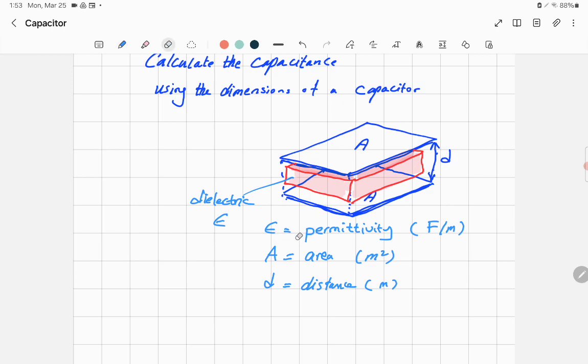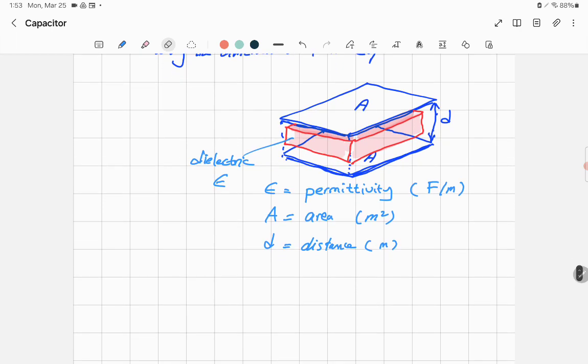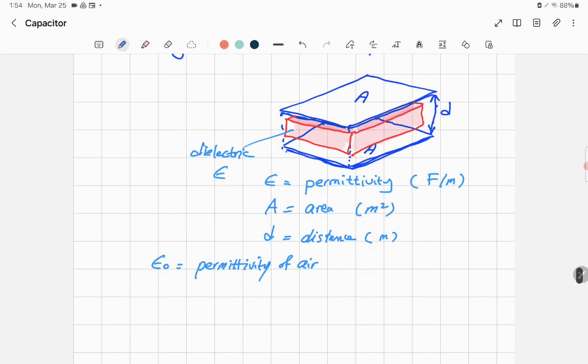When you ask about the permittivity, that's the constant of this material, and it depends on whatever material you have. If you don't have anything except air, we give it the symbol epsilon naught. So epsilon naught is the permittivity of air or vacuum. Nothing, you just leave it empty. Of course we have air, and that's a constant, small number, 8.85 times 10 negative 12 farad per meter. So that's the constant of the permittivity of air.